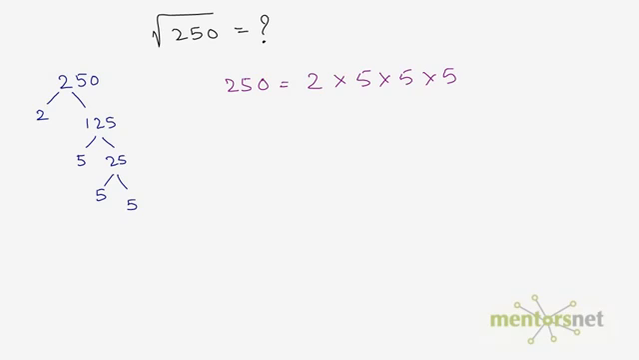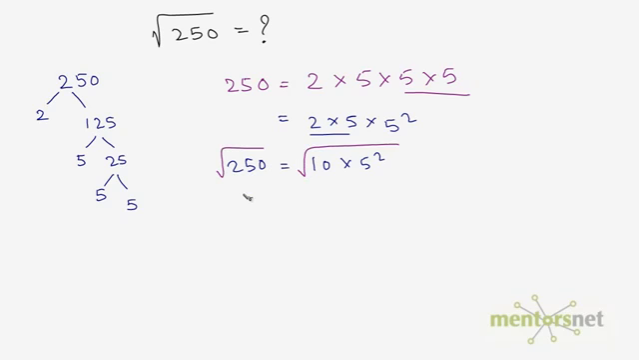Now we can group this in squares. So 5 and 5 can be grouped and 2 and 5 cannot be grouped. So this is equal to 2 times 5 times 5 square, right? Or this can be clubbed to form 10. 5 2s are 10 times 5 square. If we take the under root on both the sides of equal to, we get under root of 10 times 5 square, which is equal to 5 comes out of the root, under root 10. So this is the final answer. This cannot be solved further.